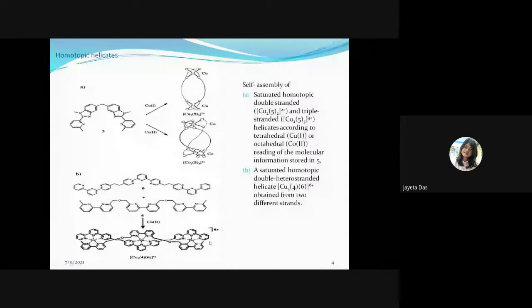Okay. So next, here are some examples of homotopic helicates. Here you can see that this ligand can bind to copper ion and form a double-stranded helicate, and this ligand can also bind to cobalt ion and form these three-stranded homotopic helicates. And then there are two different types of strands, heterostrands. They can bind to three copper metal ions and form a helical structure. Okay. So next, there are heterotopic helicates.